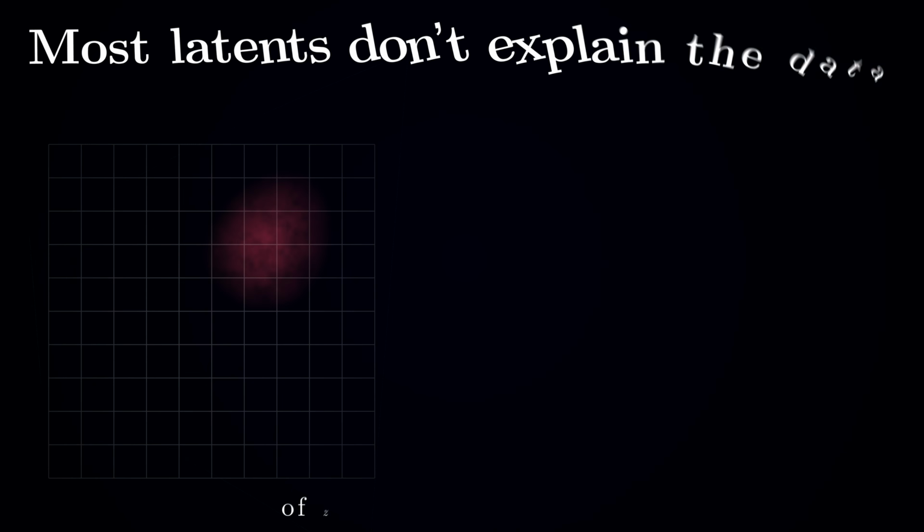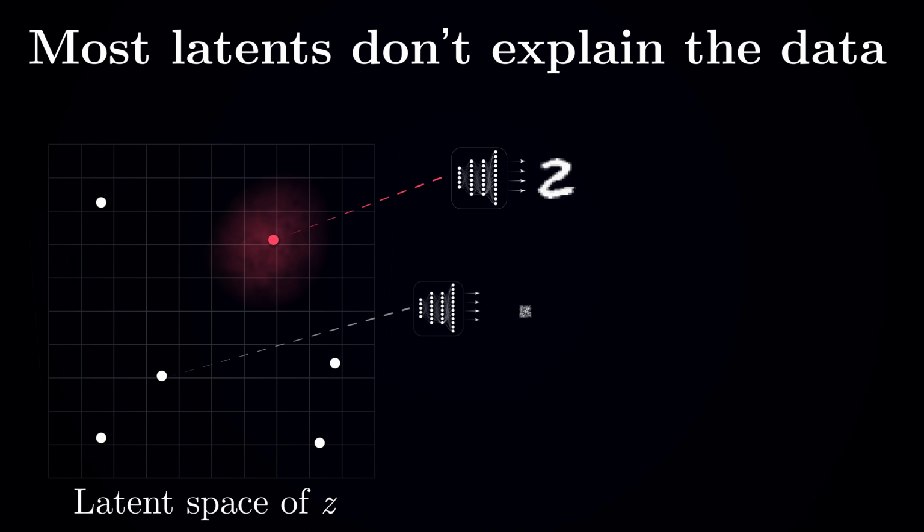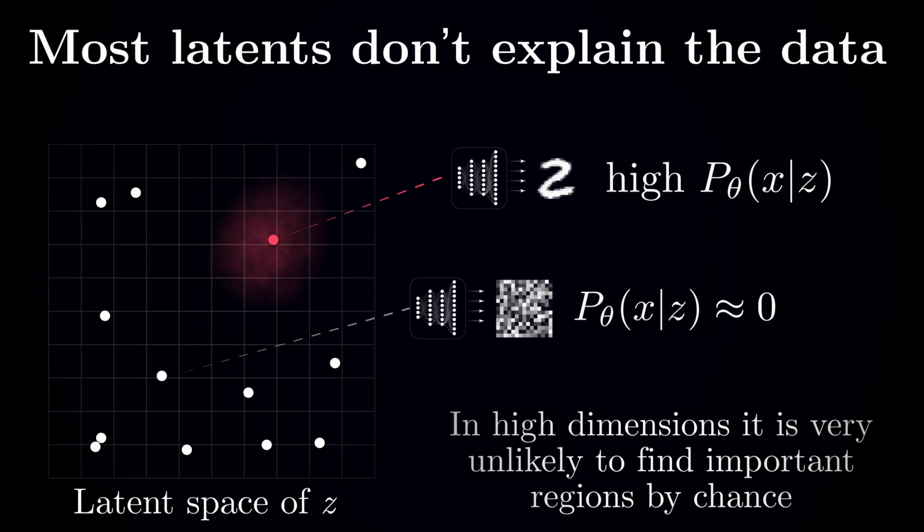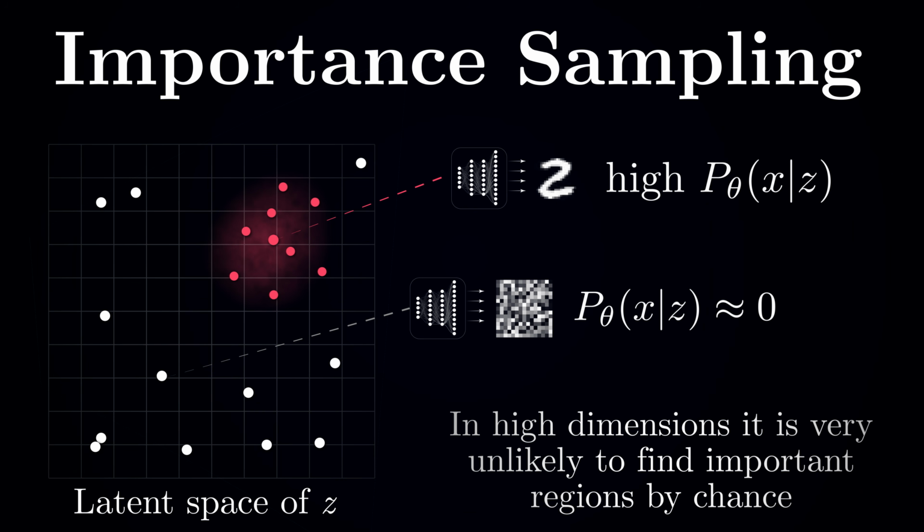For the vast majority of randomly sampled values from this multidimensional prior, the probability that it actually accounts for any specific data point, and thus having a high likelihood p of x given z, would be vanishingly small. In other words, only a small fraction of the latent space is relevant for any real data point. And randomly sampling makes it nearly impossible to find these important regions by chance. But what if we could somehow make smarter choices about how we sample the values of z? This brings us to the foundational idea of importance sampling.